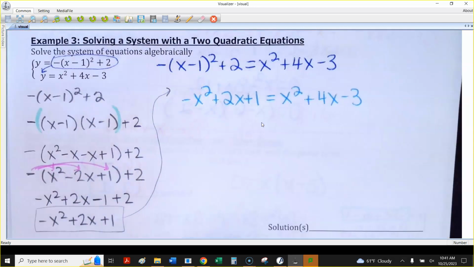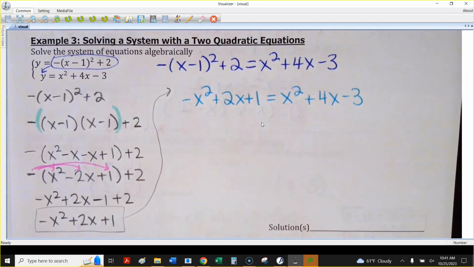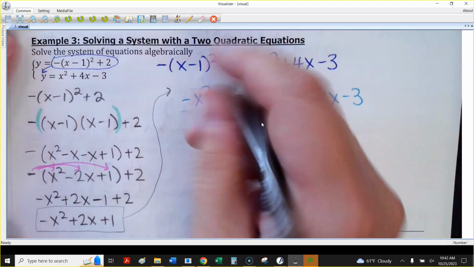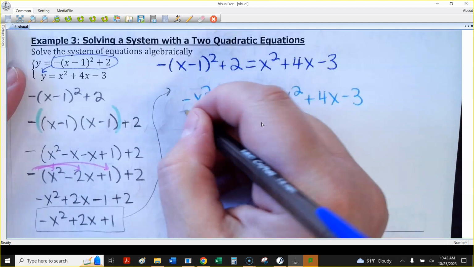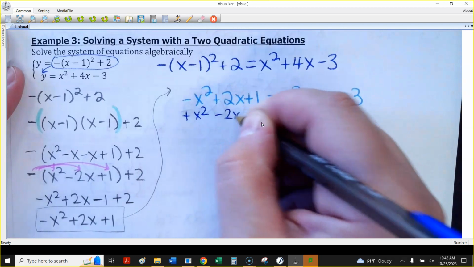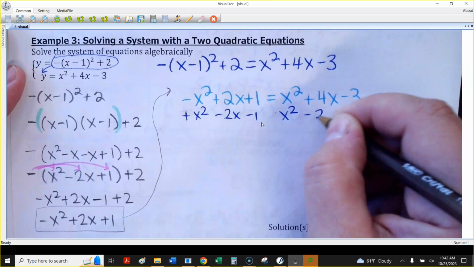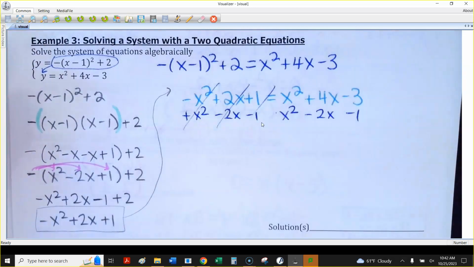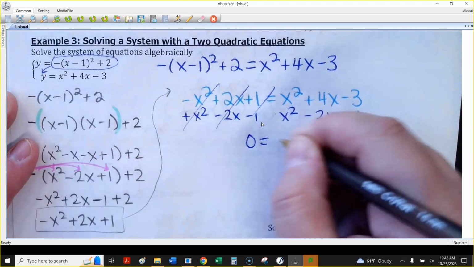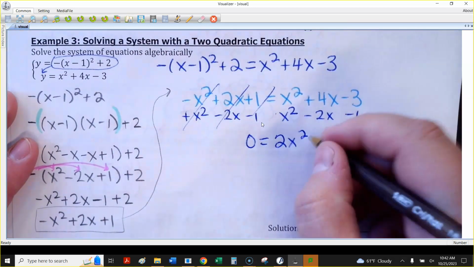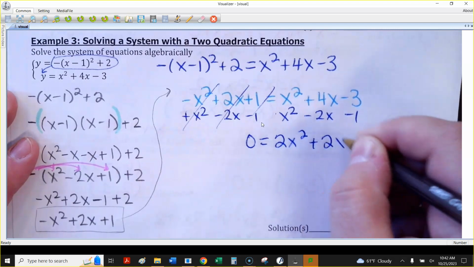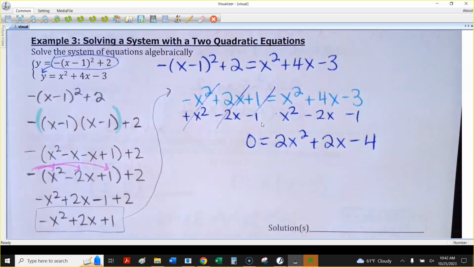That was just the other quadratic there. Now, set this equal to 0, and I want to keep my squared term positive. So to accomplish that, I'm going to add this x squared, subtract this 2x, and subtract this 1. So I'm going to have x squared minus 2x minus 1, all on the left side, equal to 0. And then I've got 2x squared plus 2x minus 4.